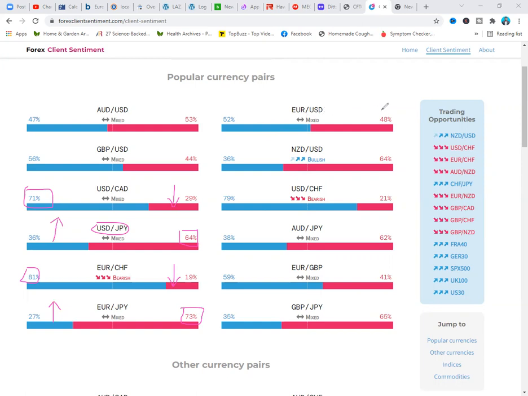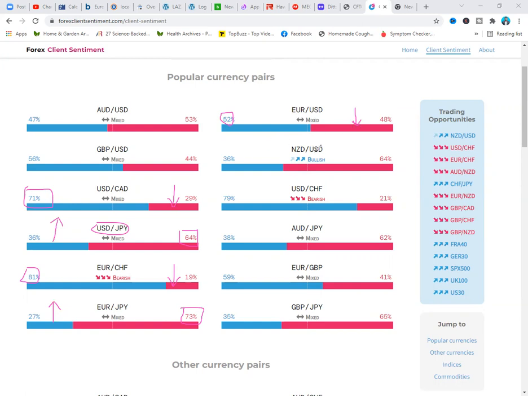Now, Euro USD, 48% are selling, 52% are buying. But with Euro USD, the difference is very little, just a 2% difference. But even if we are to go with the majority or go with the rule, then we're supposed to be looking for sell opportunities. Euro USD is supposed to be looking for sell opportunities.